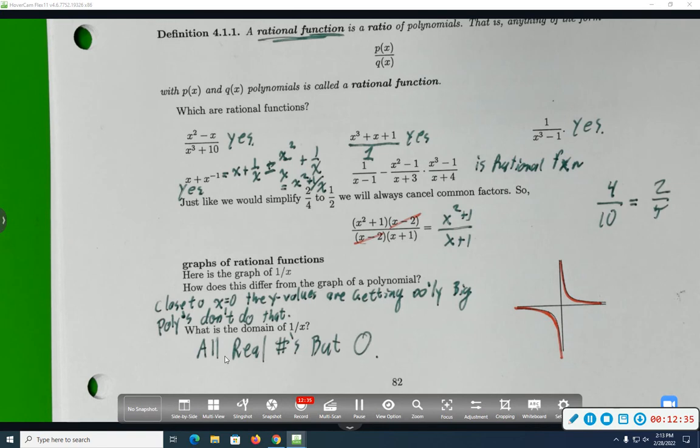That's a property that polynomials never have. Polynomials are defined everywhere. If I give you any polynomial, you can plug any number into it. So there's another difference.